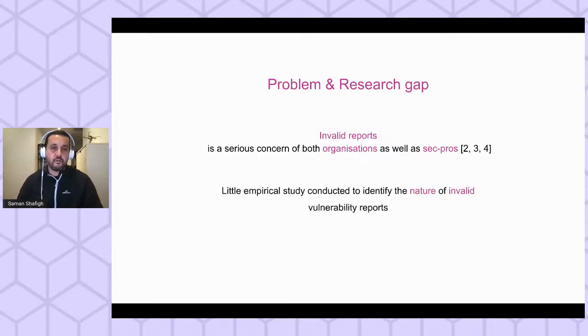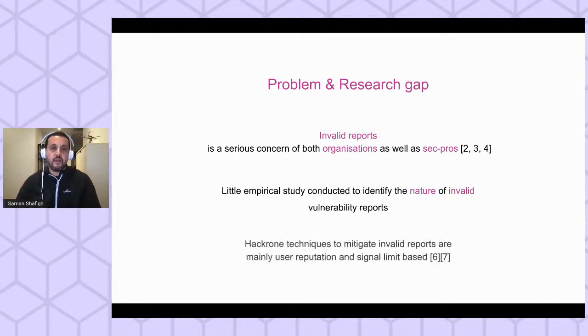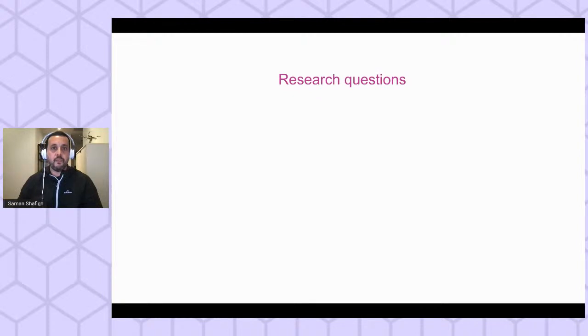A little empirical study conducted to identify really the nature of invalid vulnerability reports. HackerOne's current techniques to mitigate invalid reports are mainly user reputation and signal limit based, which basically look at the users and ask them to have a certain amount of reputation to be able to submit a report to the programs. So this brings us to our main research question: what are the reasons that make some vulnerability reports marked as invalid?